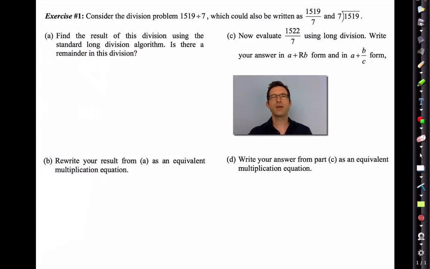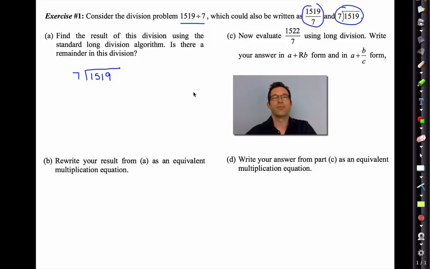Okay, exercise 1 is all numerical. It says consider the division problem 1519 divided by 7, which could also be written as this, and it could be written this way as well. Now letter A says find the result of this division using the standard long division algorithm. Is there a remainder in this division? So that's right, we are using the standard long division algorithm.